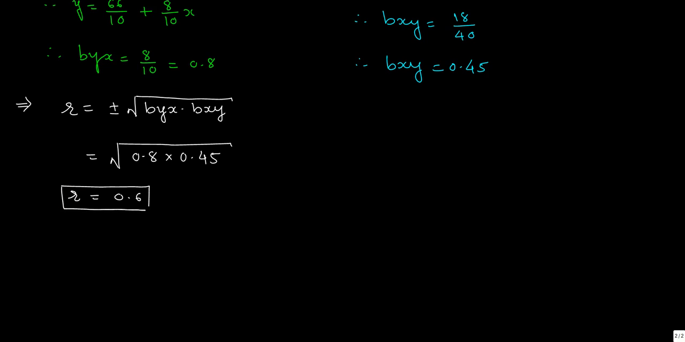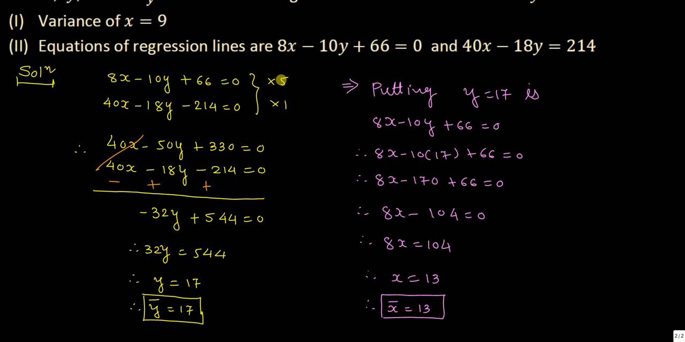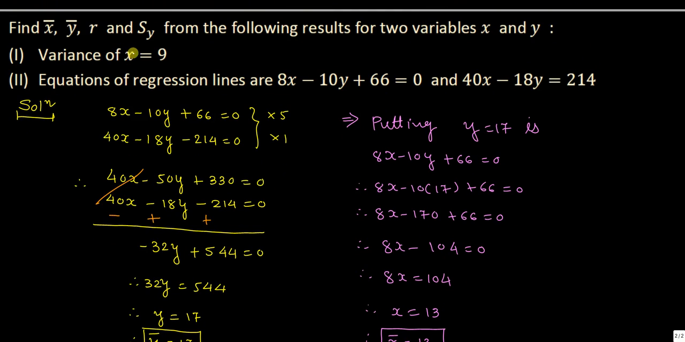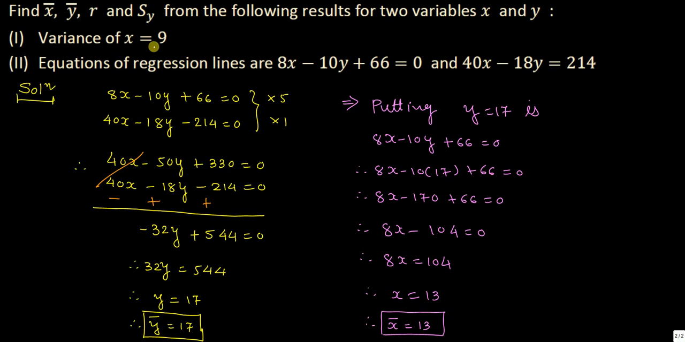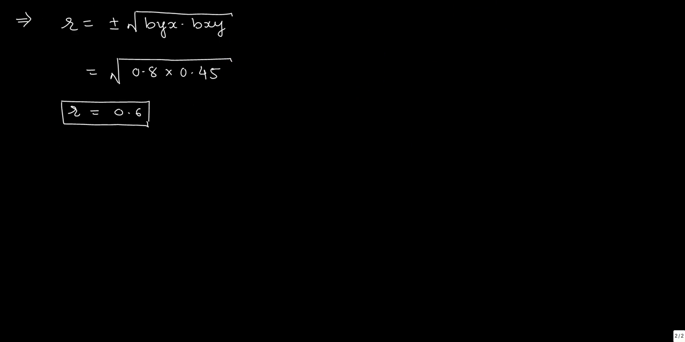One more question is asking that if the variance of x is 9, find sy. The variance of x is given as 9. Sx square is equal to 9. Therefore Sx is equal to 3. The question is to find sy.